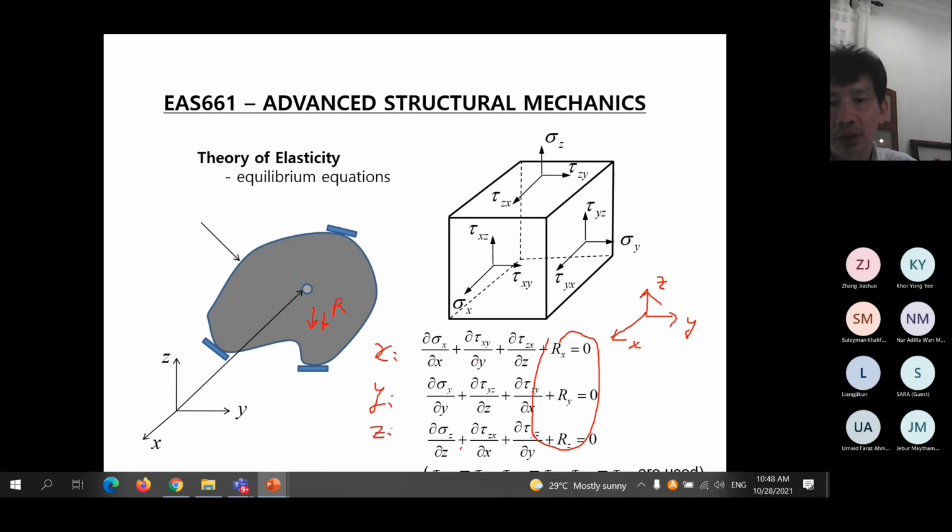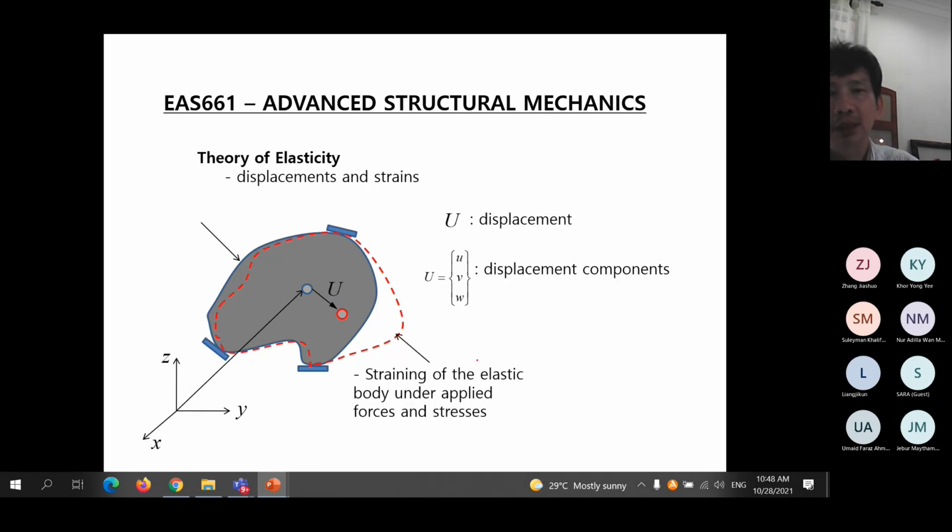Now, let me go to the next set of equations that we need to know. The second set of variables, other than stress. We already have stress, which is sigma X, sigma Y, sigma Z, tau XY, tau YZ, and tau ZX. So this is the first set of variables. The second one is displacement.